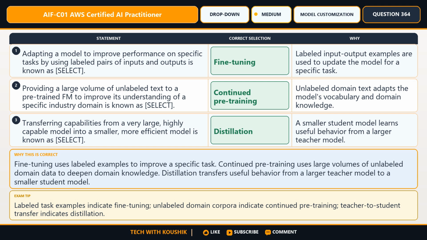3. Transferring capabilities from a very large, highly capable model into a smaller, more efficient model is known as select. Distillation: a smaller student model learns useful behavior from a larger teacher model. Here is an important exam tip. Labeled task examples indicate fine-tuning, unlabeled domain corpora indicate continued pre-training, teacher-to-student transfer indicates distillation.